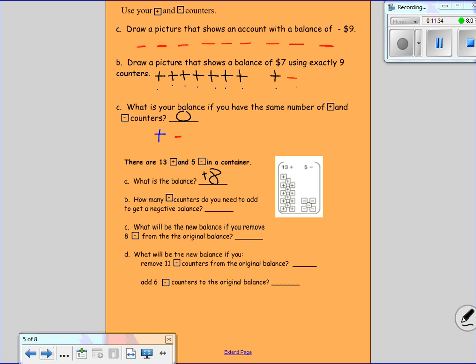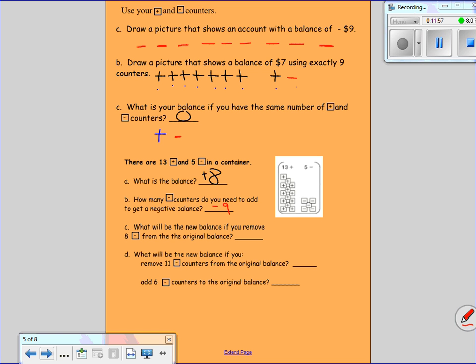How many negative counters do you need to add to get a negative balance? Well, if I add 8 negatives, that'd give me a 0 balance. So I'm going to have to add 9 negatives. Wouldn't I, kids? Because if I get 8, the negative 8 is going to cross off the positive 8. So I'm going to have to add negative 9.